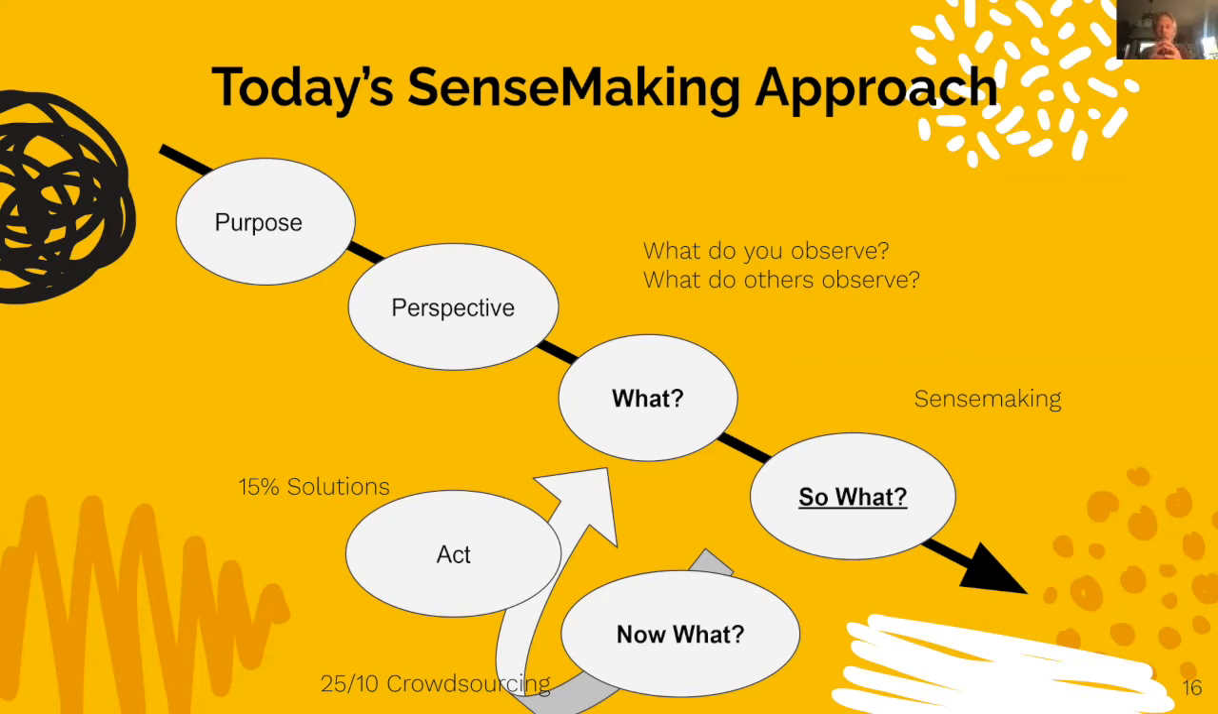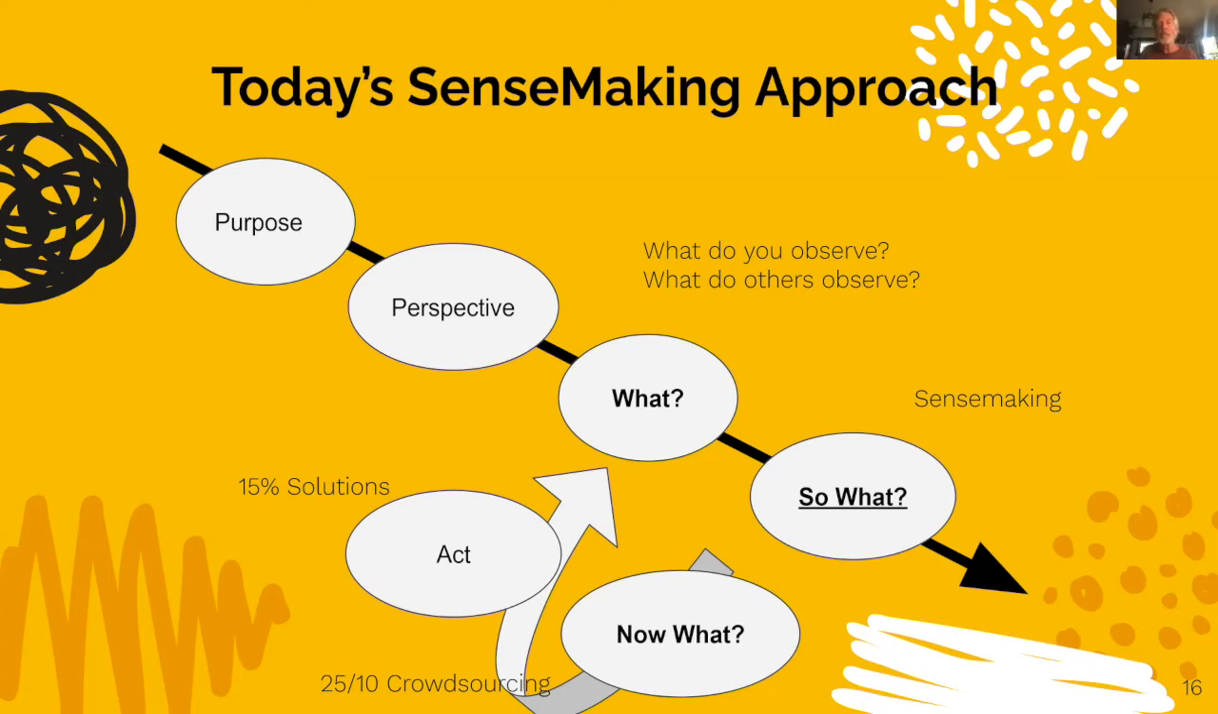We'll talk a little bit about that in a second. But with that filter, with that perspective in mind, and with a strong purpose in mind, then we go into that human systems dynamics process of, just looking at the whole social systems map, what do you observe? What do others observe? This can be applied to anything, debriefing an event or whatever. There is a Liberating Structure called What, So What, Now What?